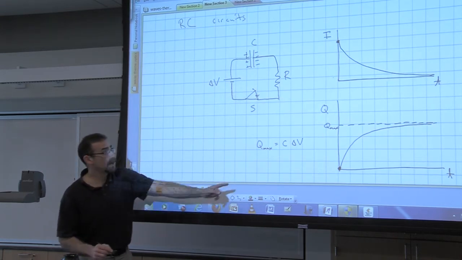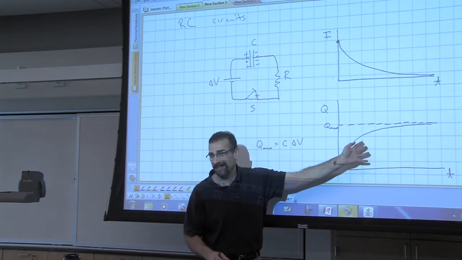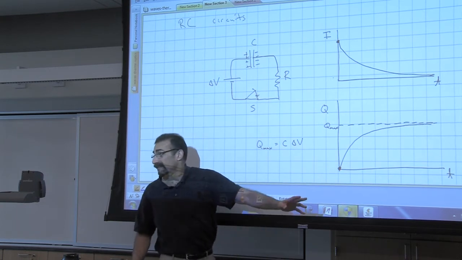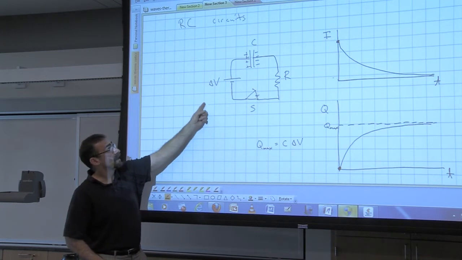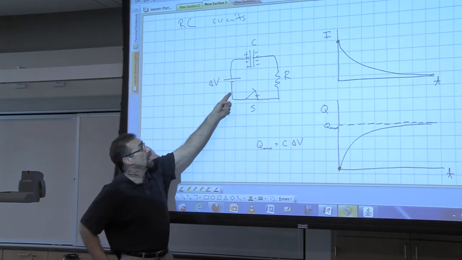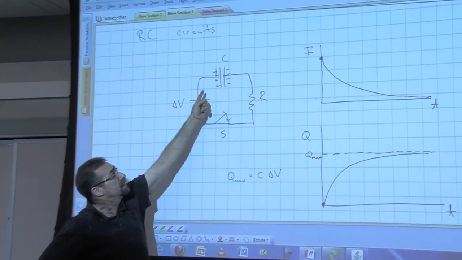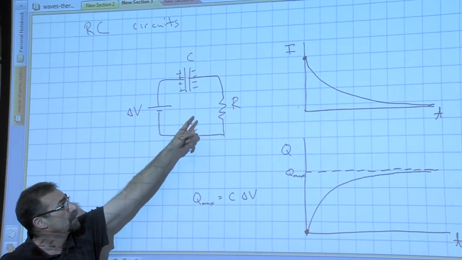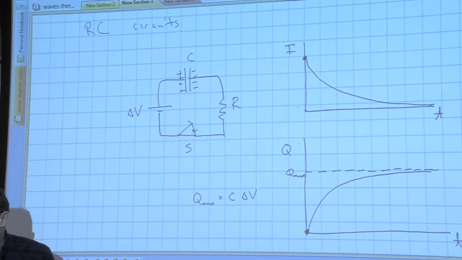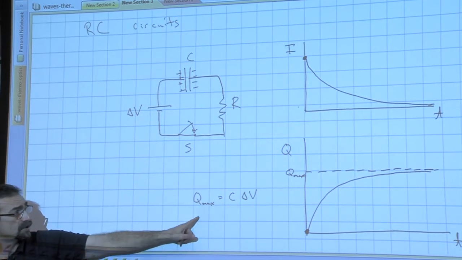Okay, I've drawn these curves. I kind of know something about how the curves are shaped, so I drew them this way. But how do we figure that out? Well, you use the loop rule. You go around the circuit. You say, I go up by delta V. I go down by the delta V on the capacitor and on the resistor, and I get back to the bottom of the battery. And the voltage on the capacitor is the charge over the capacitance.